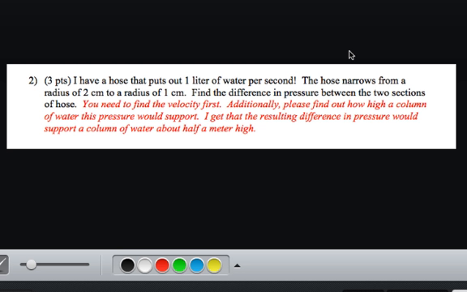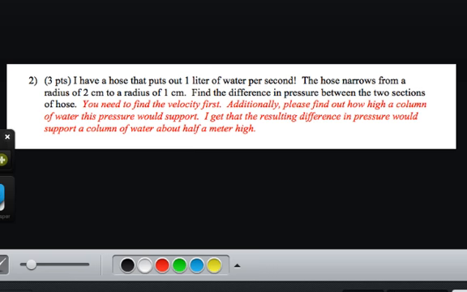Okay, in this one we have a hose, and it's putting out water of 1 liter per second, and it narrows from a radius of 2 centimeters to a radius of 1 centimeter. Find the difference in pressure between the two sections of hose. Okay, I'm just going to ignore this answer here. I'm going to just go ahead and work on that.